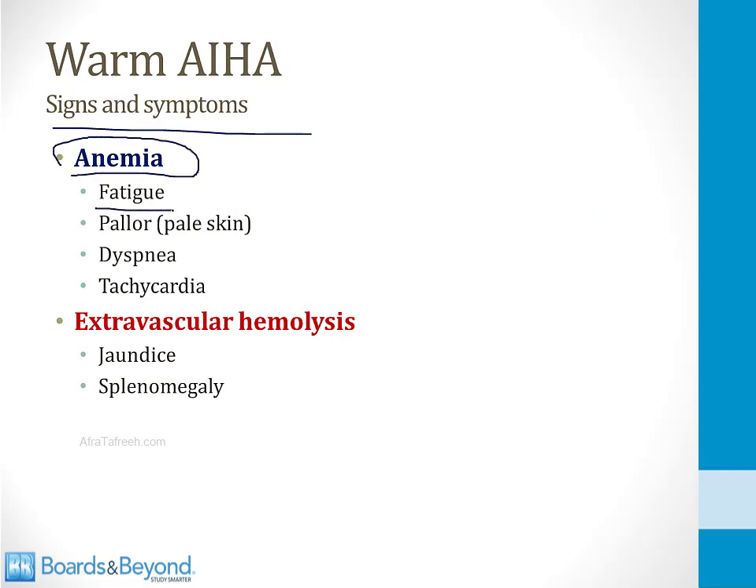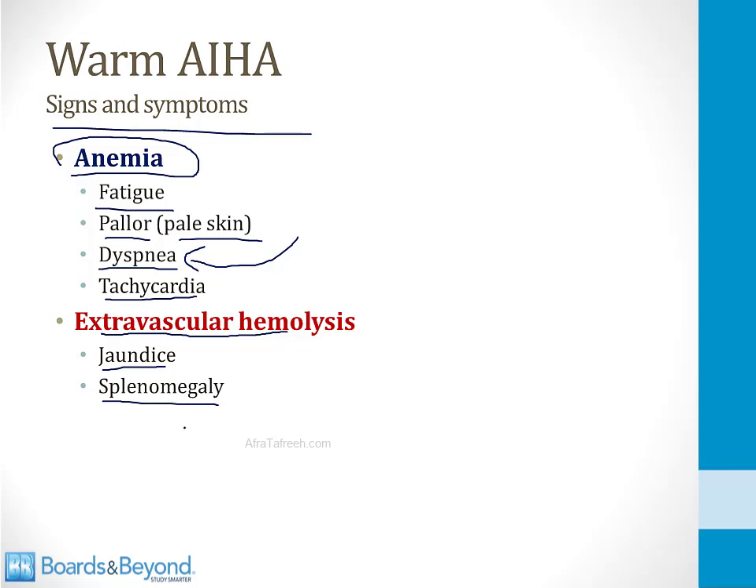So this includes fatigue. Patients can develop pale skin or pallor. They can develop dyspnea. When you are anemic, you cannot deliver enough oxygen to your tissues, so you develop dyspnea. In addition, you can develop a tachycardia, particularly at rest. That's because not enough oxygen is getting to the tissues, so the body is responding by increasing the heart rate. In addition, in warm hemolytic anemia, patients develop extravascular hemolysis. That's because the antibody-coated red blood cells are removed by macrophages in the spleen. So this leads to jaundice from the increased bilirubin levels. In addition, patients can develop splenomegaly as those macrophages in the spleen hypertrophy, trying to consume the red blood cells coated with antibodies.